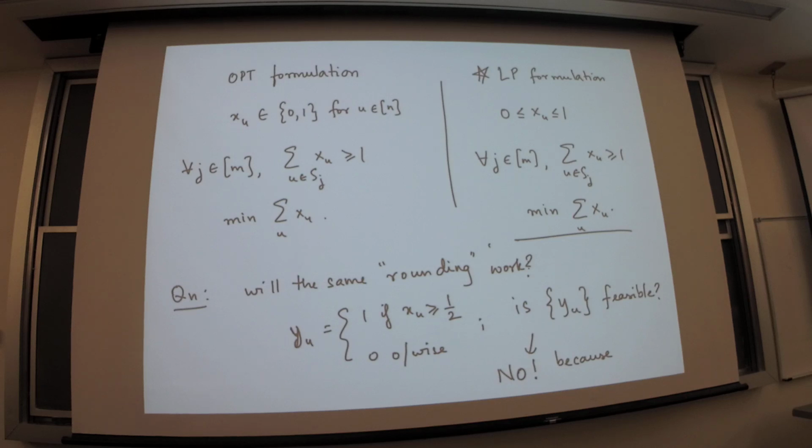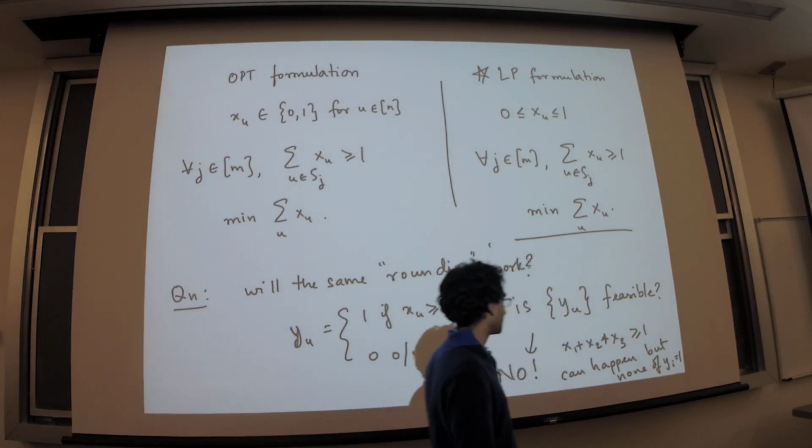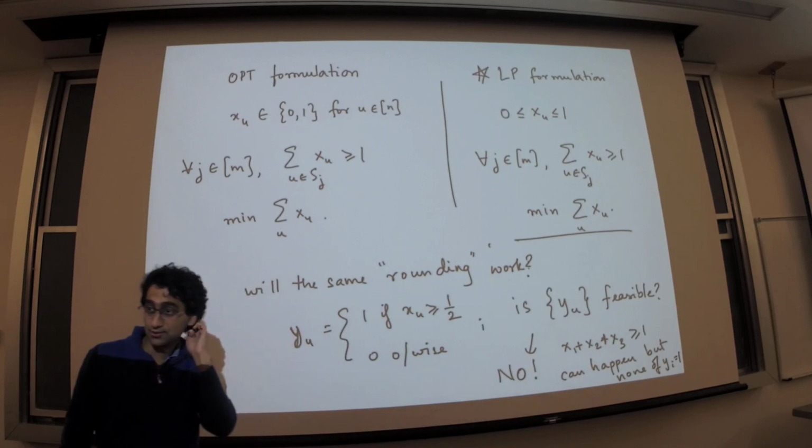The example is just, let's say x1 plus x2 plus x3 is bigger than or equal to 1 can happen, but if you round like this, then none of these y1, y2, y3 are equal to 1. Okay, so this will not work.